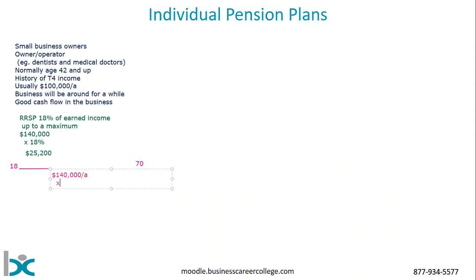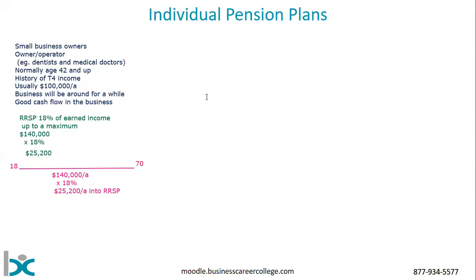all through their working life, well, times 18%, we know they would be able to put away $25,200 per year into an RRSP. Now, I know that figure would be inflated. Let's ignore the effects of inflation. We don't need to complicate this any more than it's already complicated.